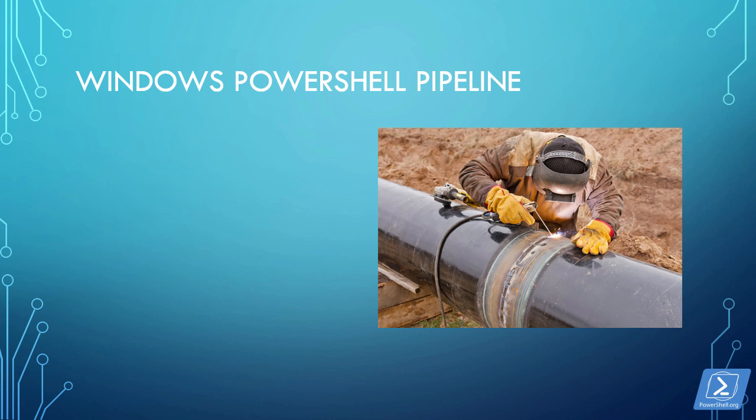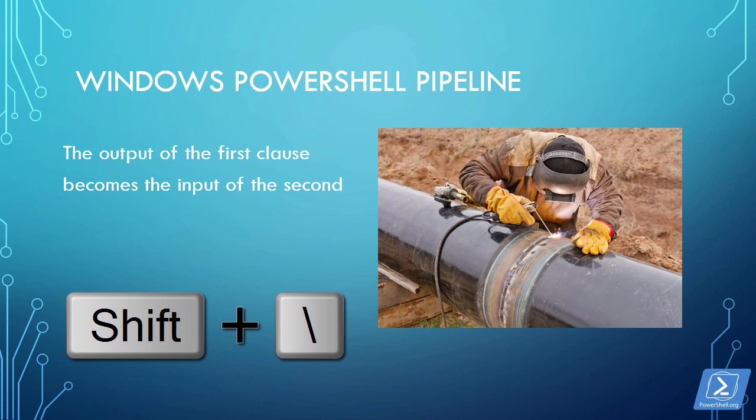The pipeline is a core concept of Windows PowerShell. In the pipeline, we have the output of the first clause becoming the input of the second. And we use the pipe character on the keyboard in order to do that. This is the key above Enter on your keyboard, hold Shift, you create the pipe.